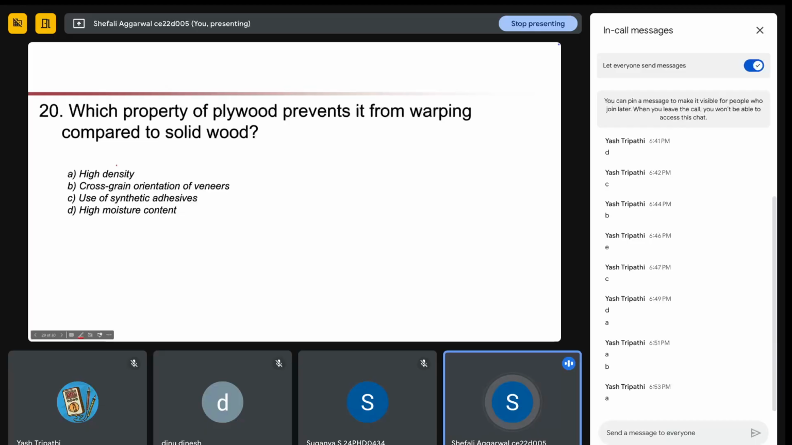The last question is, which property of plywood prevents it from warping compared to solid wood? High density, cross grain orientation of veneers, use of synthetic adhesive, high moisture content. Obviously we don't have high moisture content in case of plywood, so this is the wrong answer. So what do you think is the correct answer from A, B and C?